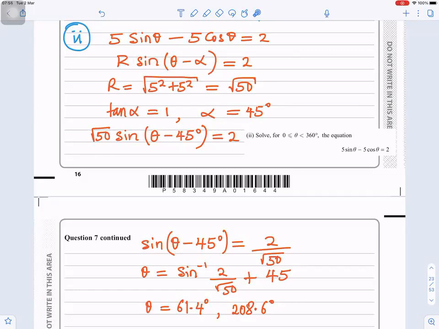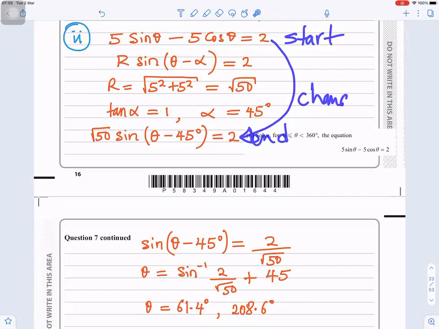And for the angle, tan alpha is 5 divided by 5, which is 1. So alpha is 45 degrees. So we would have r as square root of 50. The sine stays the same, theta stays the same, alpha is 45 and the 2 stays the same. Now we can solve it. So what we have done, this is where we start, this is where we end. So we have changed it to this form.